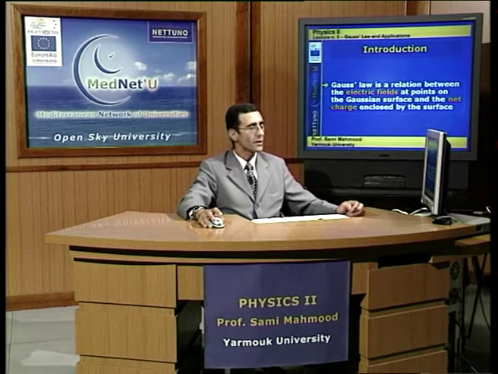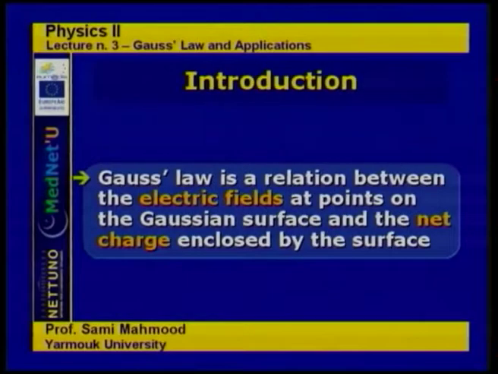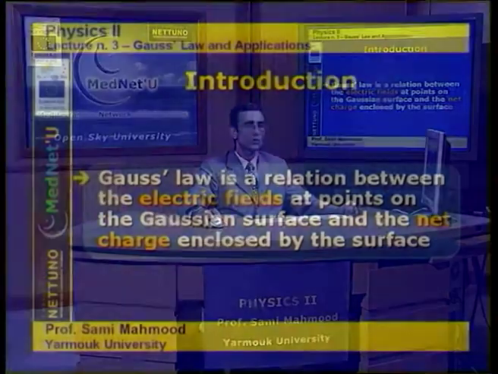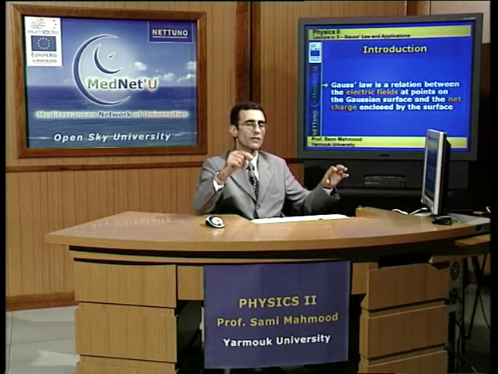Gauss law as a formula is a mathematical relation between the electric field at points on the Gaussian surface and the net charge enclosed within that surface. That relation between the magnitude of the electric field at the surface points and the net charge enclosed within the closed surface is the mathematical formula, the Gauss law.